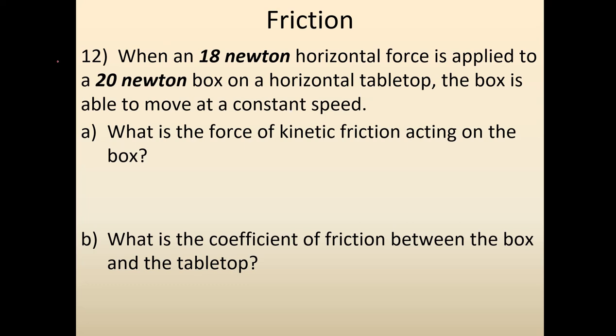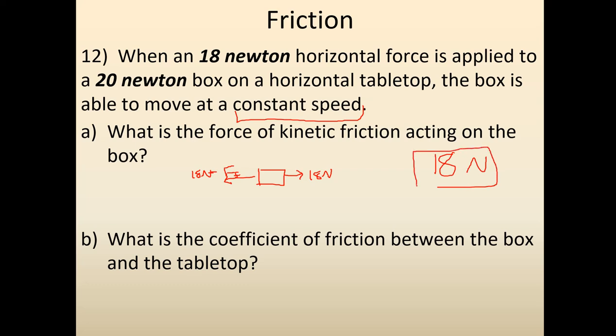All right, so here we're going to go into a little bit more detail. So once again, I'm going to draw an FBD. This time I'm actually going to want to go into a little bit more detail with my FBD. So we have an 18 newton force being applied. We're going to end up having friction to the left. Because it says that it's constant speed, I know that these forces have to be balanced. Now that answers this question of what the force of kinetic friction is. It's going to end up being 18 newtons. But because I have another part, I want to finish off this FBD.